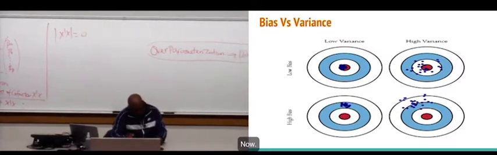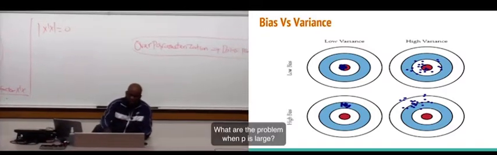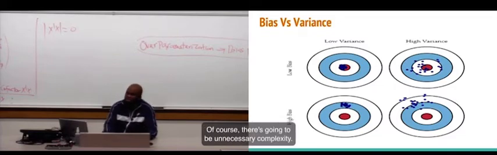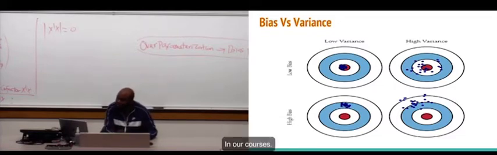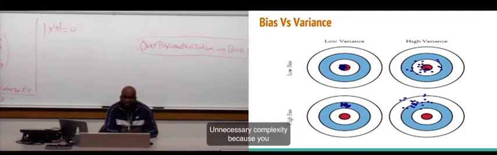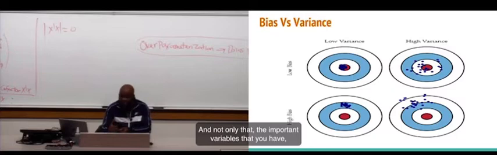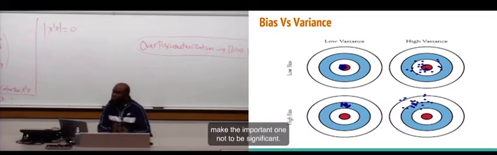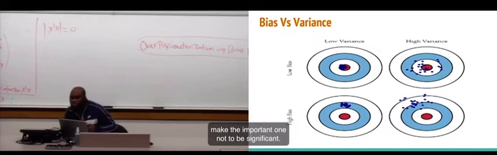Now, what are the problems when P is large? Of course, there's going to be unnecessary complexity. You know what causes unnecessary complexity? You have some irrelevant variables in your model. That's why you have unnecessary complexity. And not only that, the unimportant variables that you have will affect the important ones. It will make the important ones not significant.